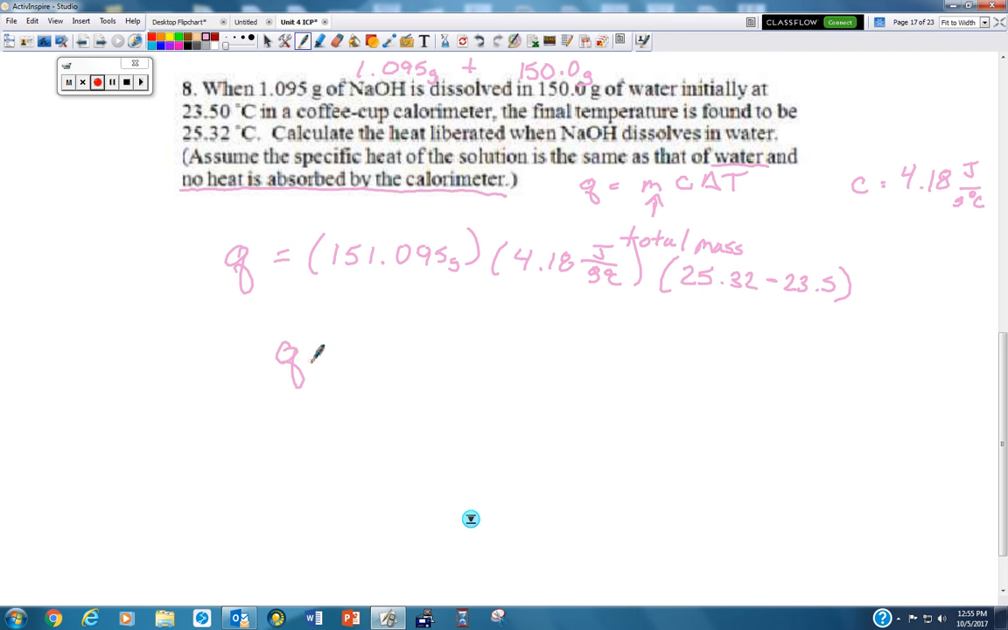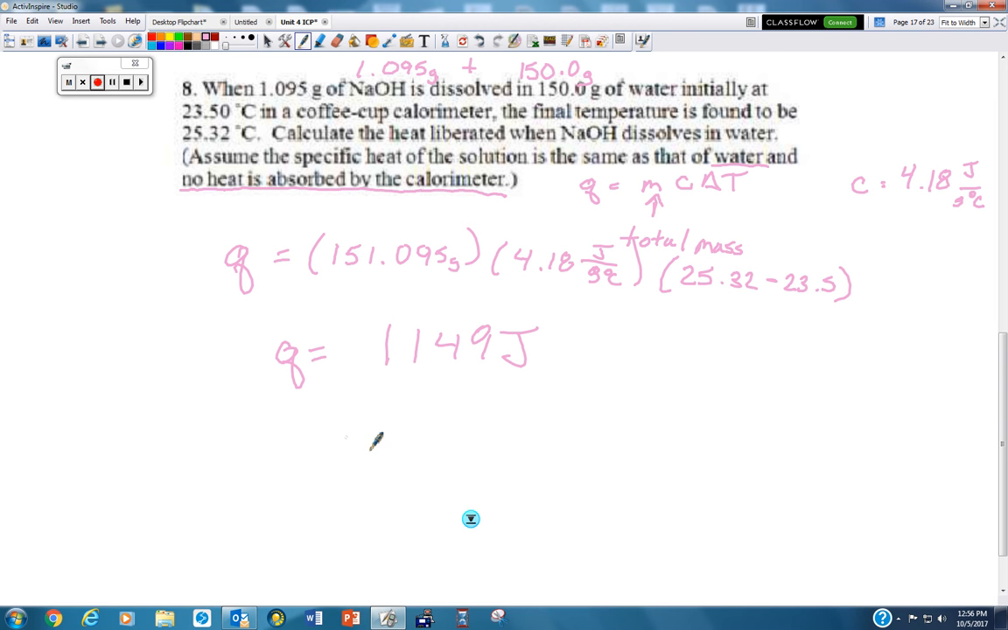So someone with a calculator, what is Q? When we solve this, we get 1,149 joules. I went to 4 sig figs because as we look through the equation, every piece of information that we have is 4 sig figs.